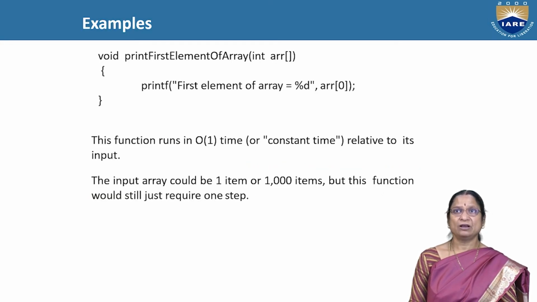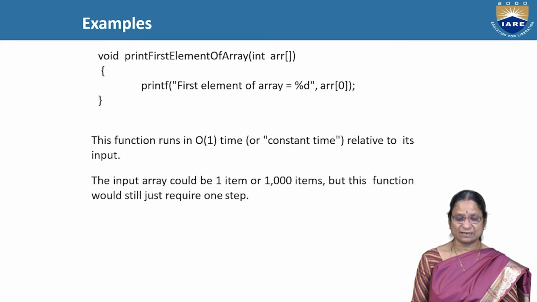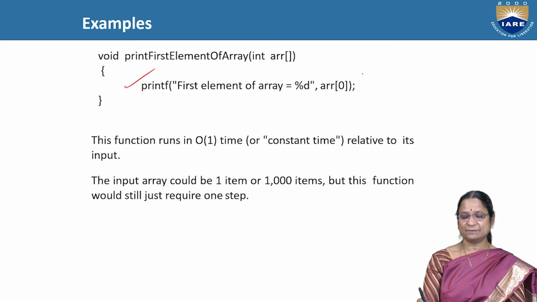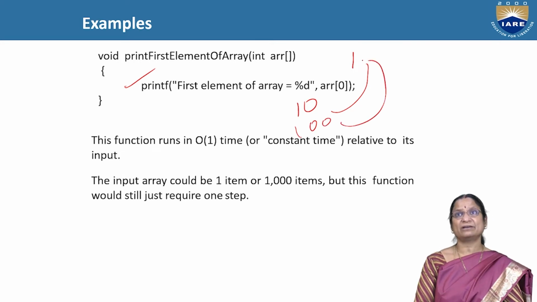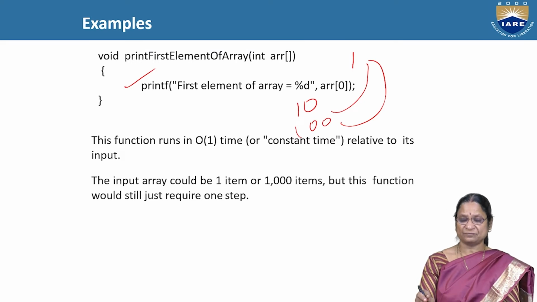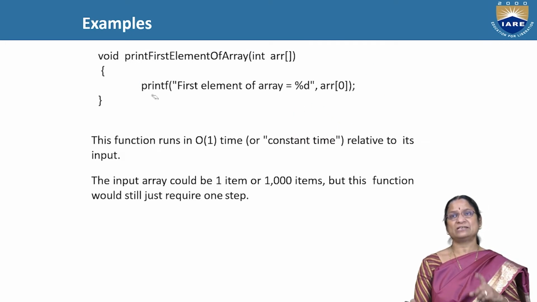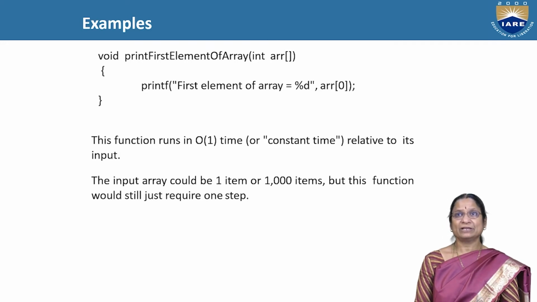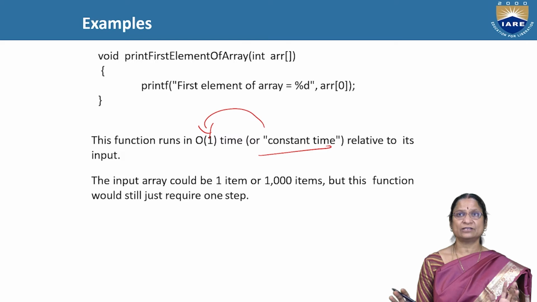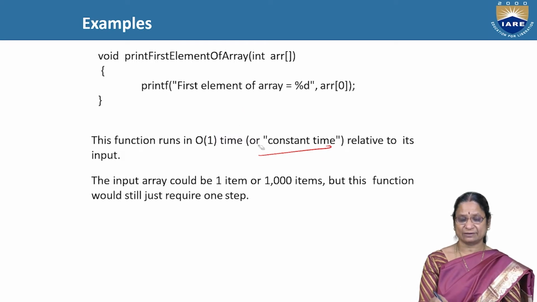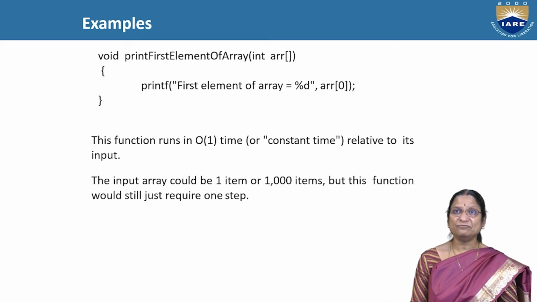For example, let us assume this is the program we are considering. Small example: print the first element of an array. To print the first element of an array, how many executable statements are there? Only one. Array size may be 1, then 1 only. Array size is 10, then also 1. Array size is 100, then also 1. Why? Because it is the first element. Irrespective of array size, we are printing only array of 0. So the number of executable statements is 1 irrespective of the size of n. That is constant time, represented using big O notation as order of 1. Input size may vary from 1 to 100 or 1000, whatever it may be, but this constant doesn't change here.